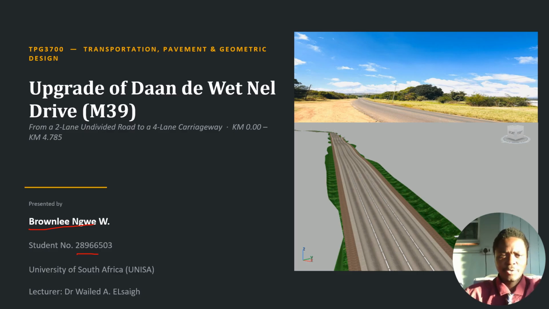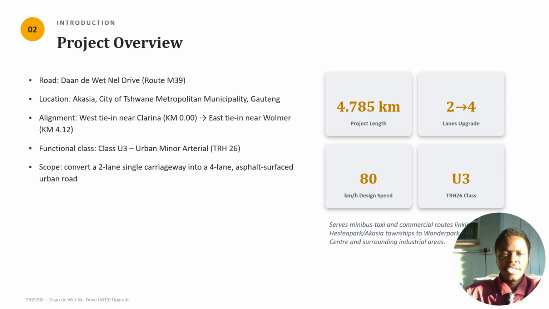I'm doing transportation and pavement geometric design. I'm upgrading a road of Dundee West, now Drive M39, from a 2-lane road to a 4-lane. My project is located in Acacia, City of Tshwane, a municipality located in Gauteng. My alignment is found in the west side near the Clarina and east side near the Wilma.